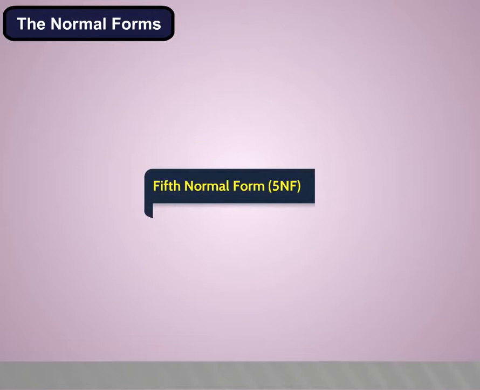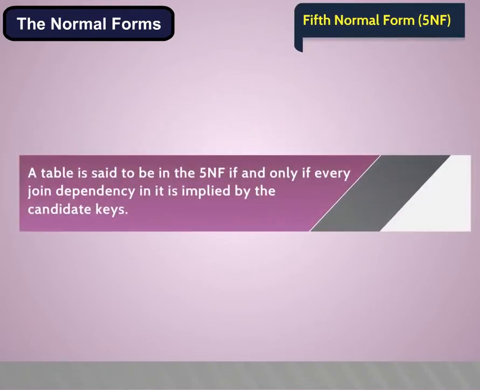Fifth normal form, 5NF. A table is said to be in 5NF if and only if every join dependency in it is implied by the candidate keys.